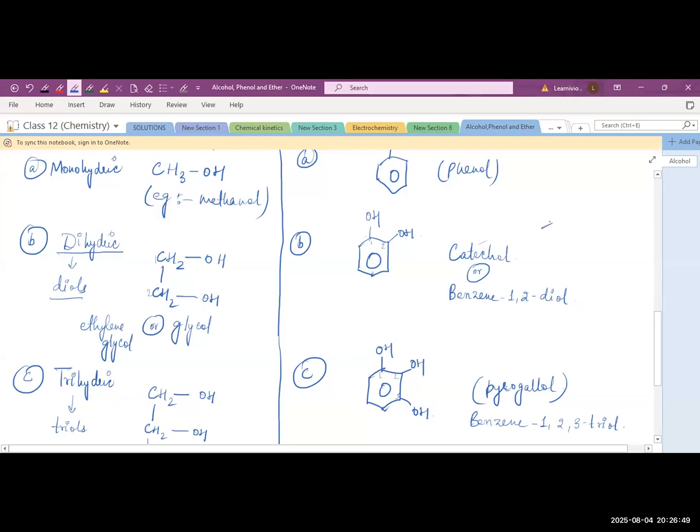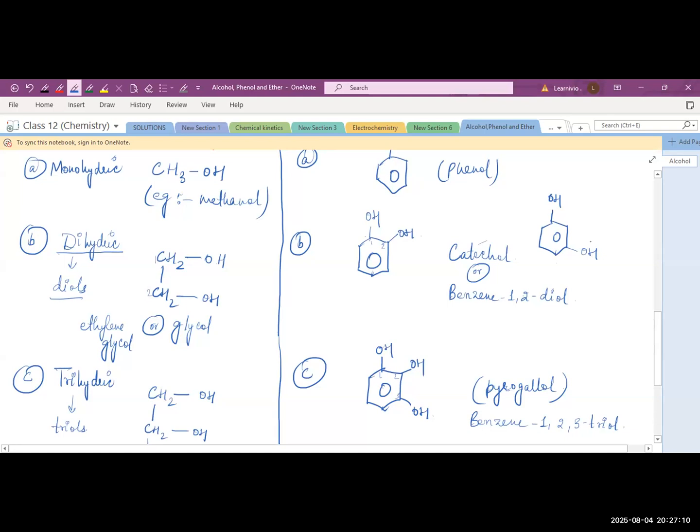Now, if the OH is attached on the 1 and 3rd position, suppose this is your 1 position and this is your third position, 1 and 3rd position, right? So you know very well it's ortho, meta, and para. So if the OH is attached on the meta position, right?